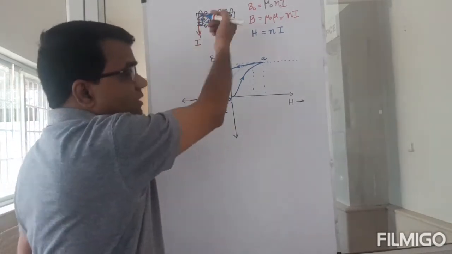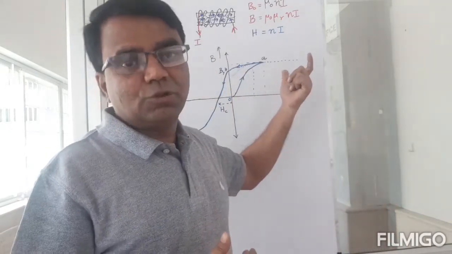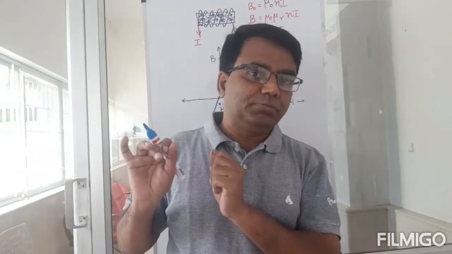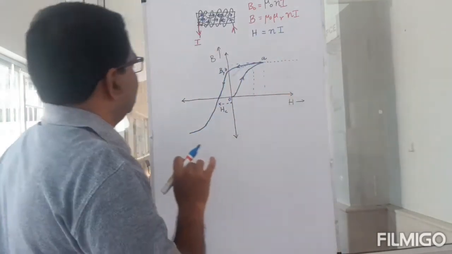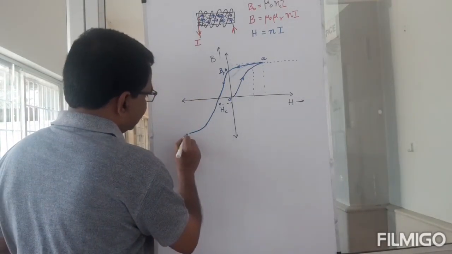And once the saturation is reached, once all the domains have flipped in this direction, no more magnetism is possible. You cannot magnetize it anymore, because you have magnetized all the domains in the direction. Again, so that is saturation.